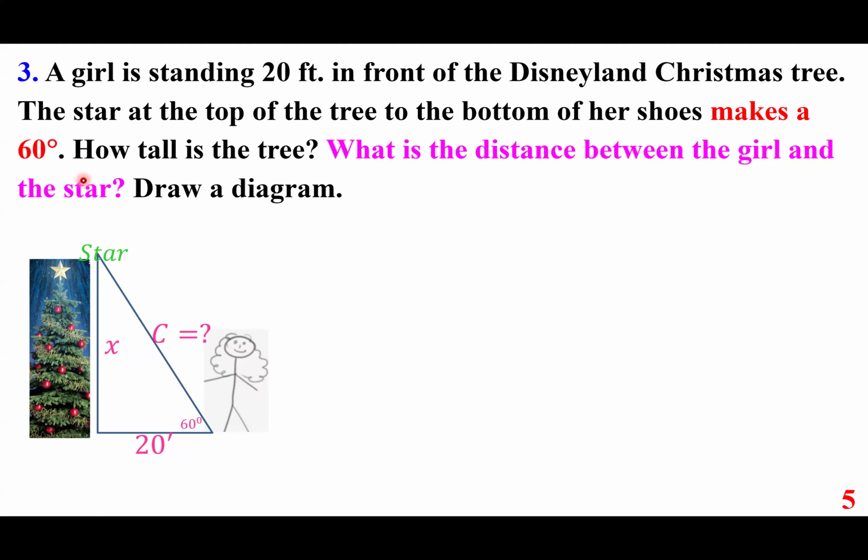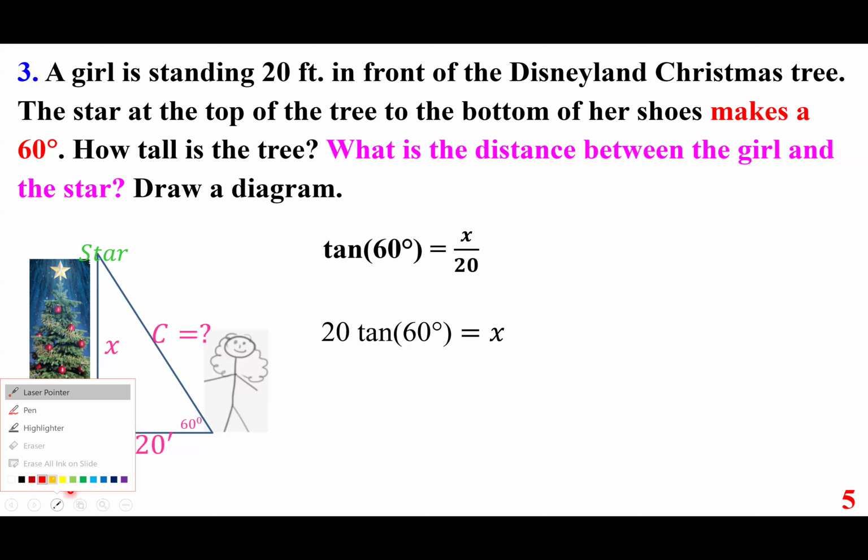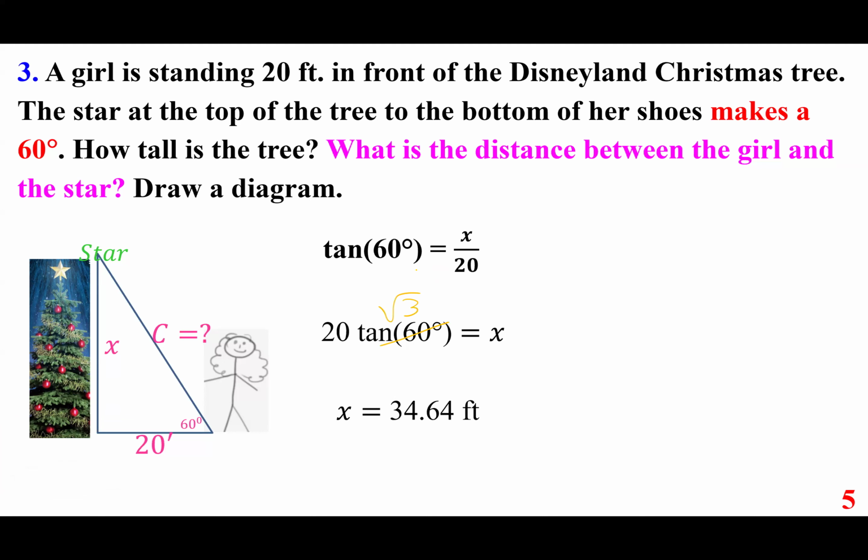So we are ready to move on. Tan of 60 degrees is the opposite X over the adjacent 20 feet, which makes X the product of these two numbers. And it happened to be square root of 3. It's a common angle. So 20 square root of 3 precisely, roughly 34.64 feet is the height. So how tall is the tree? The answer is X equals 34.64. So this part is the answer.